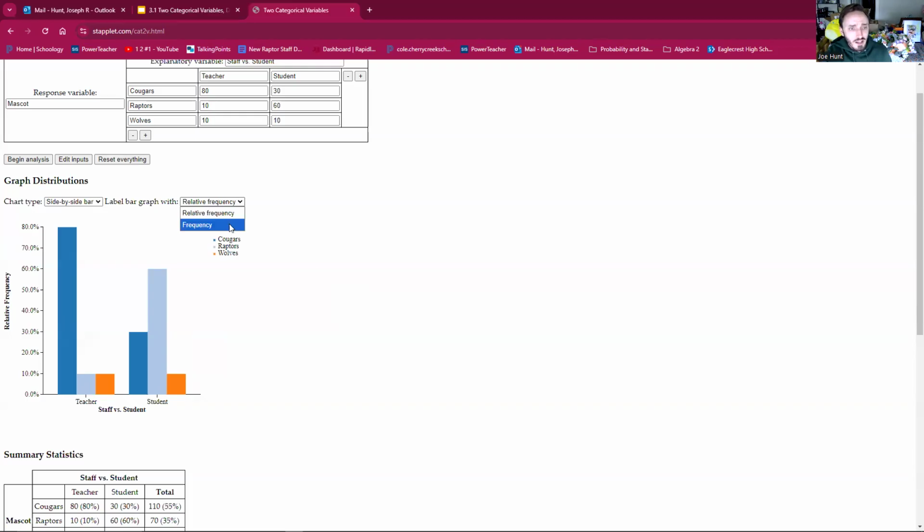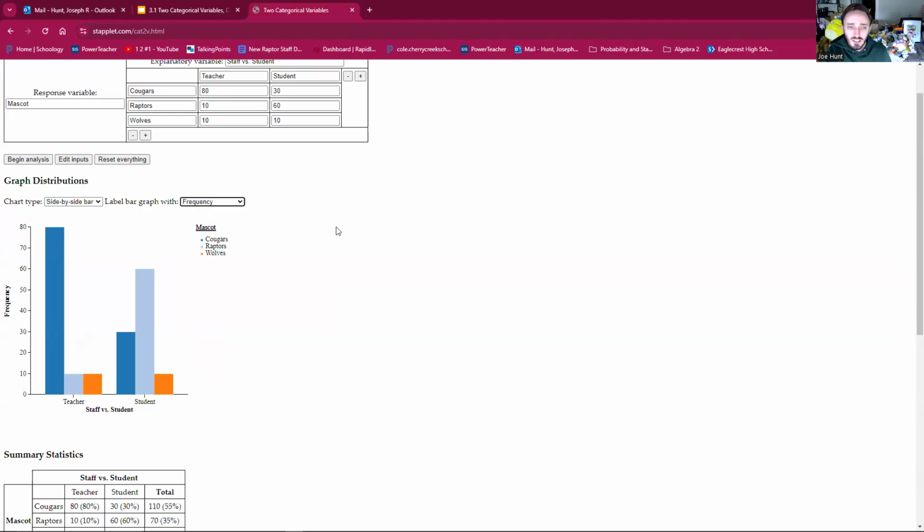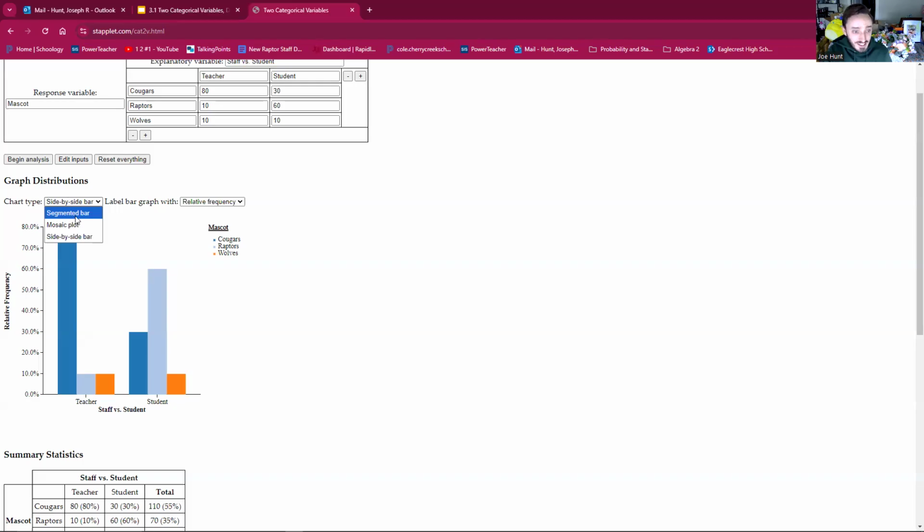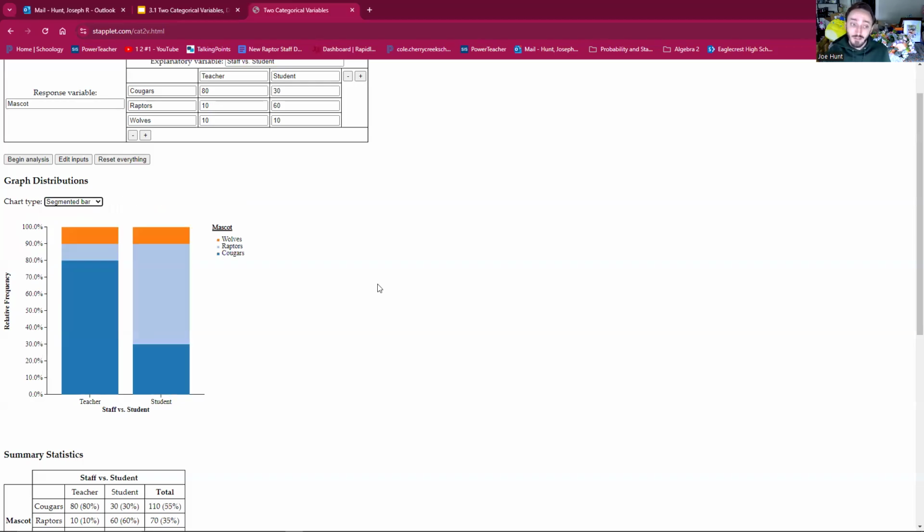Now, if I go from, say, relative frequency to frequency, we're going to see essentially the same result. It's just a whole number because we assume there's 100 in each category. So that change is not as useful. If I go to, say, a segmented bar chart, notice that I have a bar for the teachers and a bar for the students. And then I'm breaking this down by color coding the percent of the whole bar that's represented by each of these three votes for either Wolves, Raptors, or Cougars. So visually, it strikes me, especially in a segmented bar chart, that Cougars was the largest sized group. So visually, it would lead me to believe that we shouldn't have been the Raptors, we should have been the Cougars.